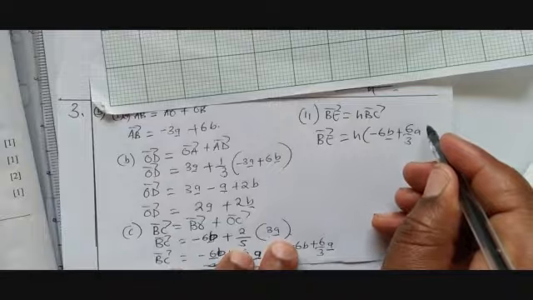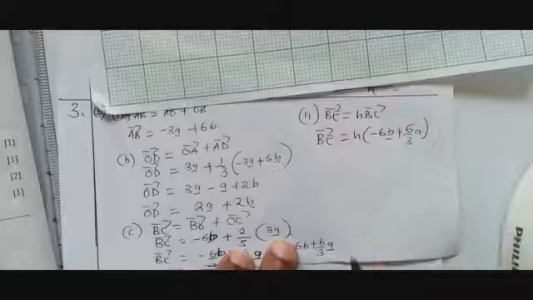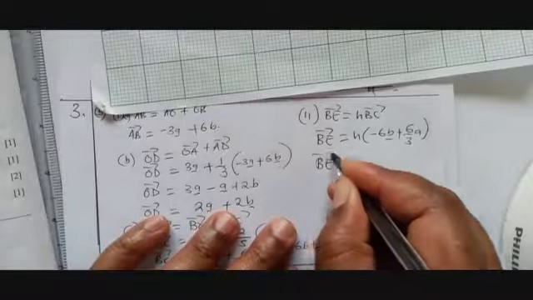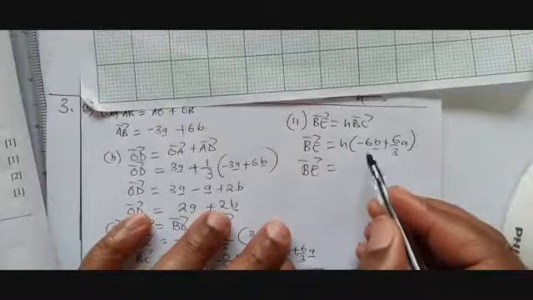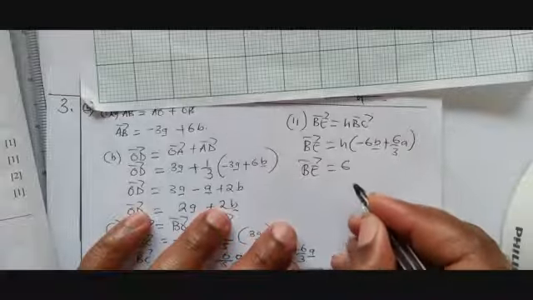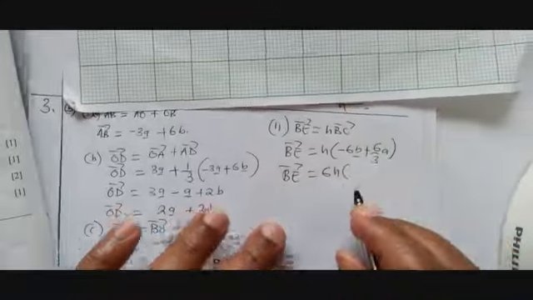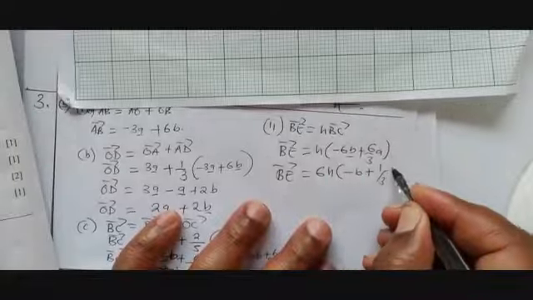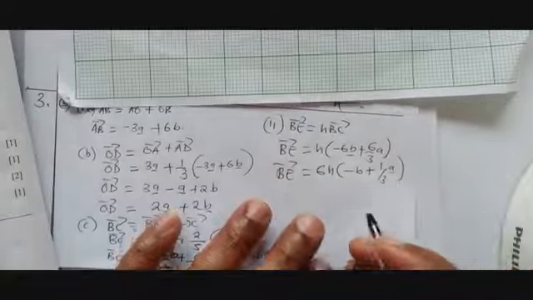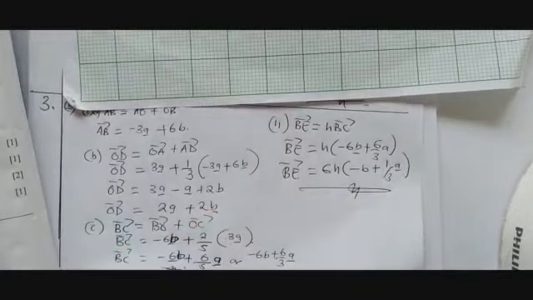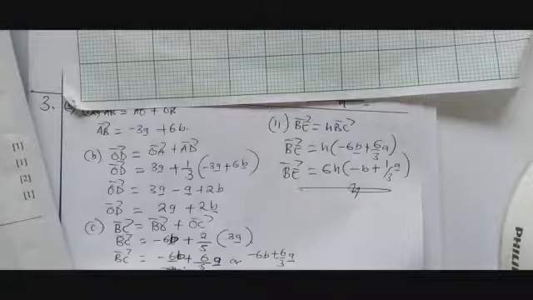All right, this is what we are going to have. Okay, so we can say BE is equal to, what is common here? We have 6. You can factor out 6 so that there's even H here. So here there will be negative B plus 1 over 5 A. All right, this is your answer, or even that one is okay. So we are done with question 3.